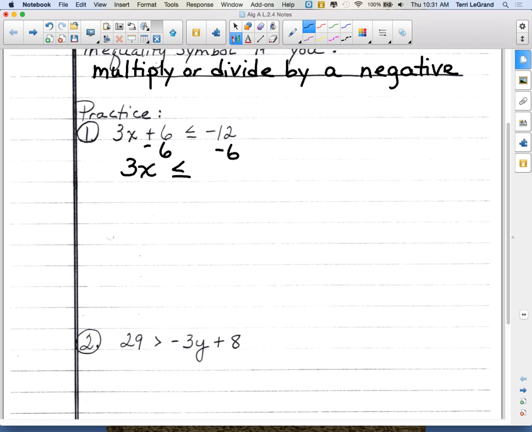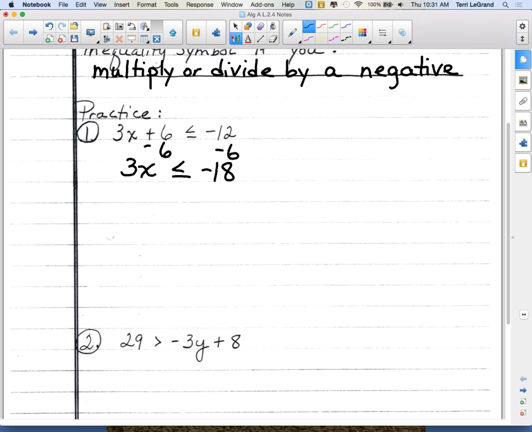3x is now by itself. We did not multiply or divide. We were subtracting, so we don't have to worry about anything with the inequality symbol. What is a negative 12 take away a 6? Negative 18. Yeah, it's like our weather right now. Maybe it was negative 12 before we went to bed. The temperature dropped another 6 degrees during the night, and we woke up to a negative 18 below zero. Actually, it's pretty close to that. It was negative 16.